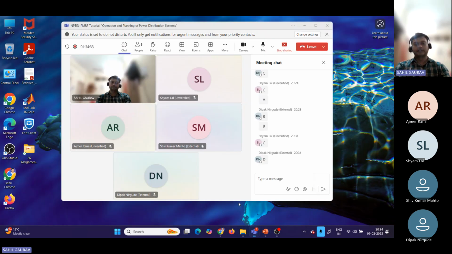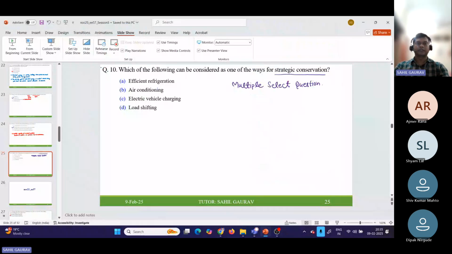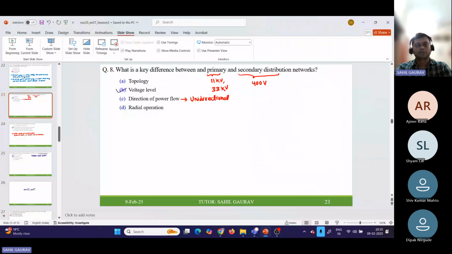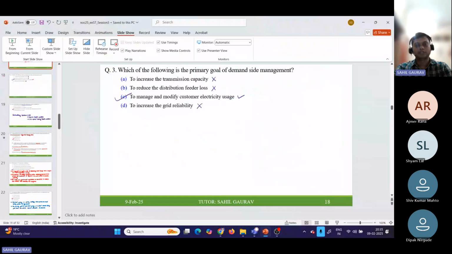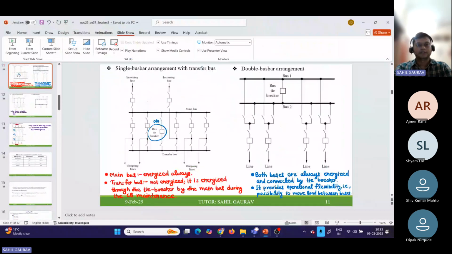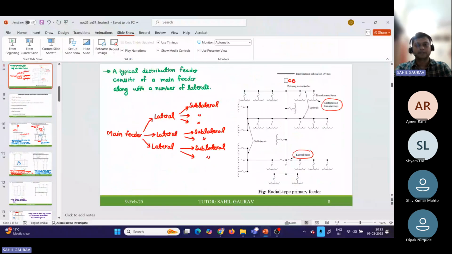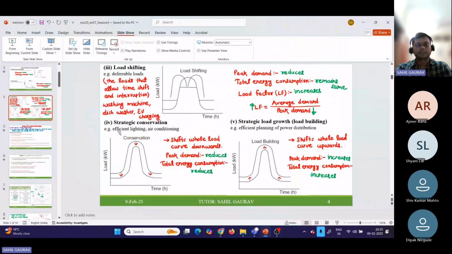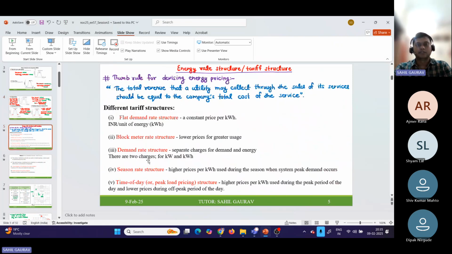Deepak is saying D. No, D is not correct. Strategic conservation means efficient refrigeration and air conditioning. A and B are correct. I think you have gone through the initial slides where I have covered these things. An example of strategic conservation is efficient lighting or air conditioning. If lighting and air conditioning both are efficient, then you can conserve electrical energy. So A and B are correct options.